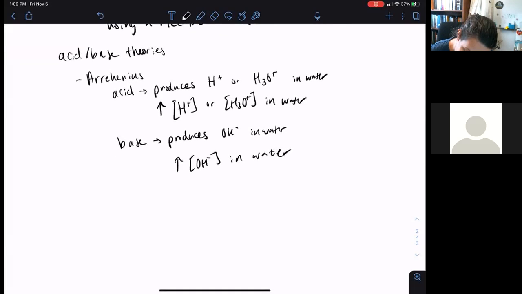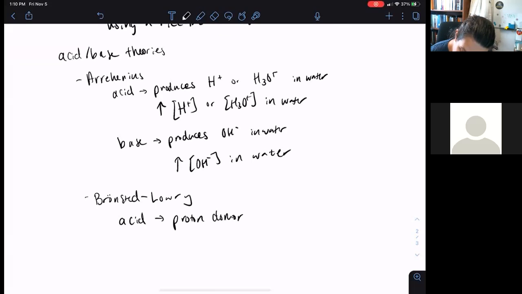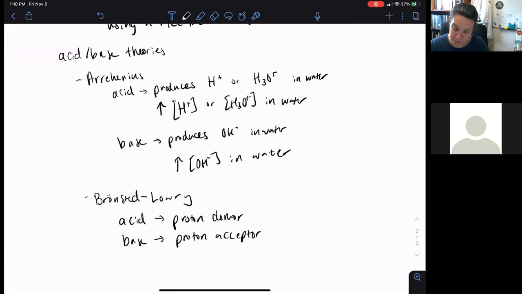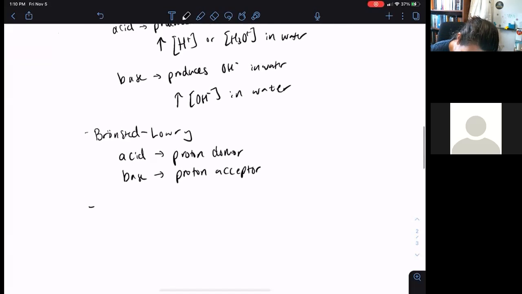That's our Arrhenius definition. We have our Bronsted-Lowry. So an acid is going to be a proton donor. A base is going to be a proton acceptor. So very simple definitions for those. And then Lewis, an acid is an electron acceptor. And then a base is an electron donor.